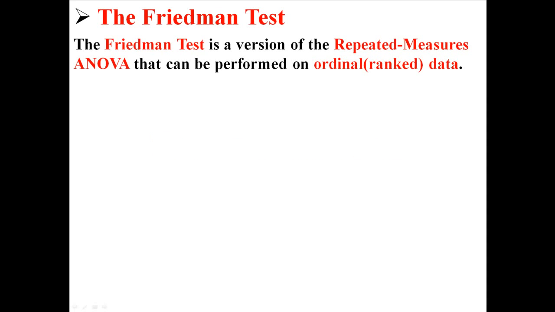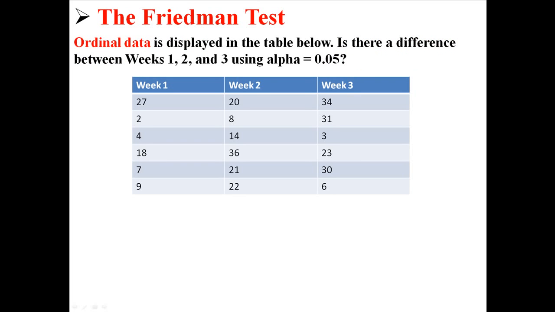Another kind of non-parametric test is the Friedman test. The Friedman test is a version of the repeated measures ANOVA that can be performed on ordinal, that is, ranked, data. So here's some ordinal data displayed in a table. Is there any difference between weeks 1, 2, and 3 using alpha 0.05?